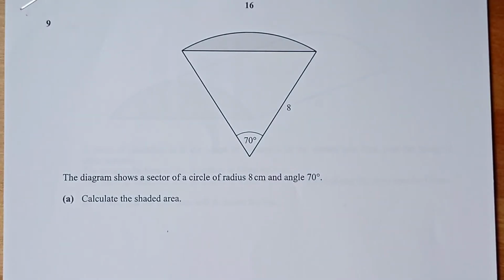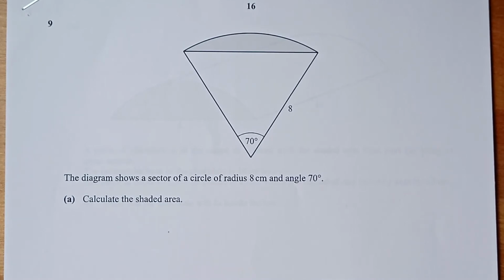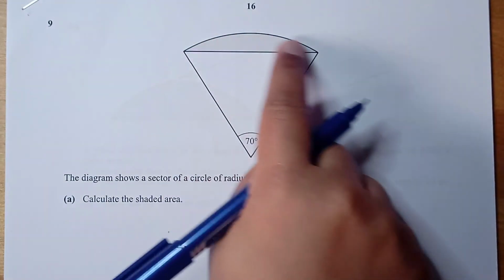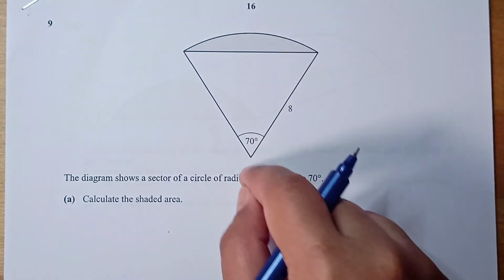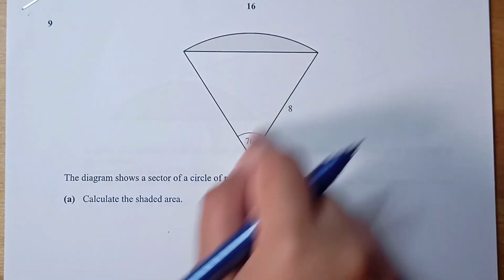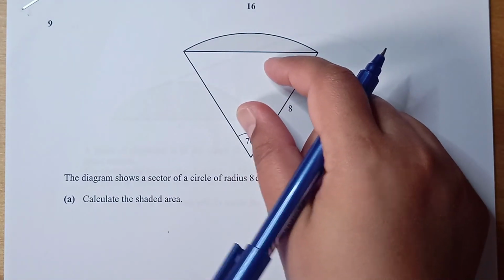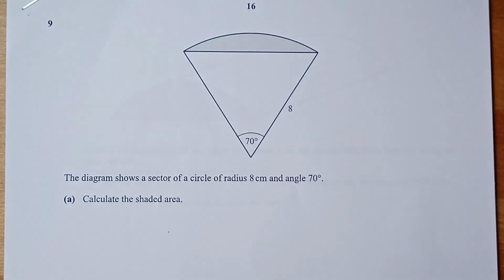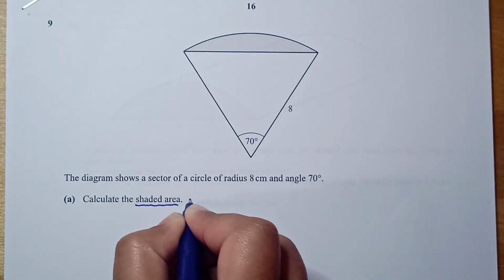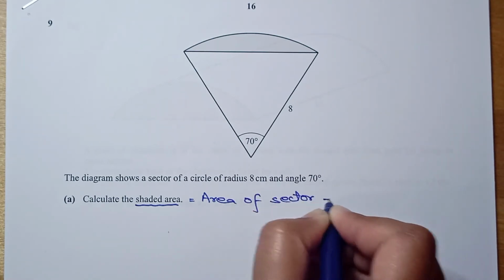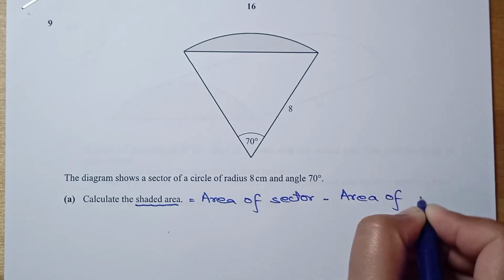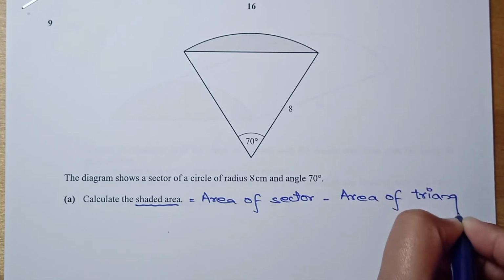Number 9, the diagram shows a sector of a circle of radius 8 cm and angle 70 degrees. In part A, calculate the shaded area. As you can see, the shaded area is basically the area of a sector minus the area of a triangle. This complete shape is a sector. So we need to find the area of the whole sector and then subtract the area of the triangle, and we will get the shaded area. So the shaded area equals the area of the sector minus the area of the triangle, because the triangle is not shaded.